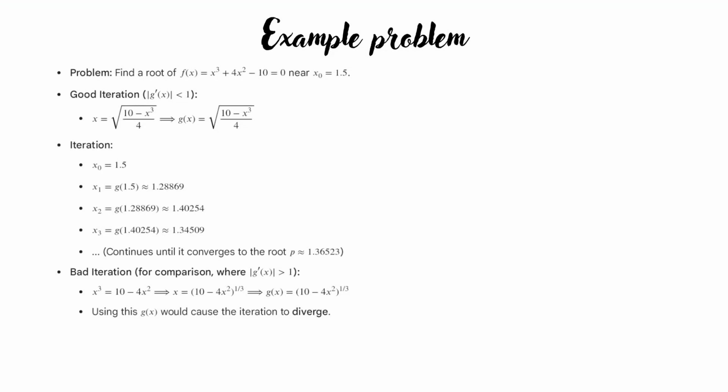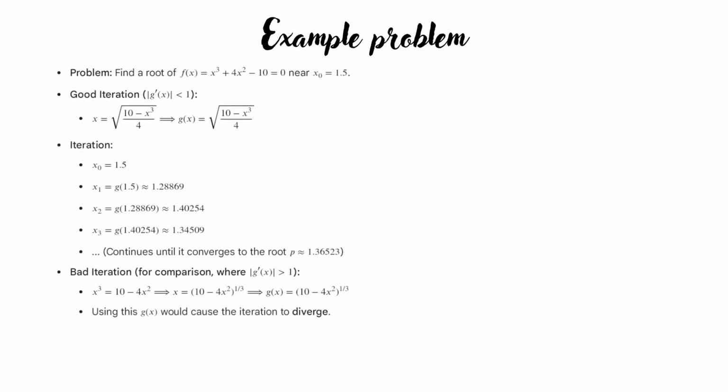So let's proceed to the example problem. The given problem here is to find the root of the function f(x) = x cubed plus 4x squared minus 10 = 0, near x sub 0 = 1.5. So, a good iteration is one where the absolute value of g'(x) is less than 1. From here we get x = square root of (10 minus x cubed) over 4.